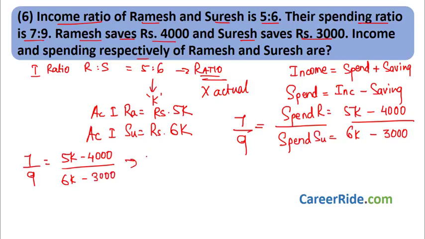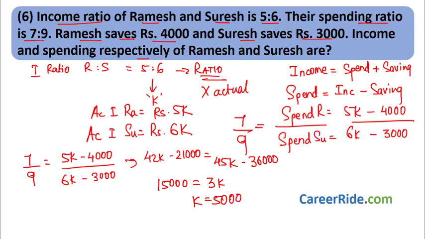What will we get? 7 6s are 42K minus 21,000. That would be equal to 9 5s are 45K minus 9 4s are 36,000. Okay. So take this 42 over here, 36 over here. 36 minus 21, 15,000 would be equal to 3K. K would be equal to 5,000. Now we got the value of the common factor. So what is the income of Ramesh now? 5 into 5, 25,000. What is the income of Suresh? 6 into 5, 30,000.